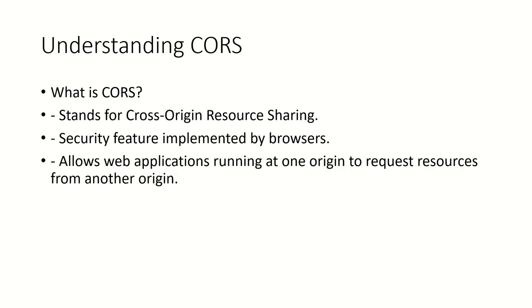CORS stands for Cross Origin Resource Sharing. This is a security feature implemented by the browsers, and it allows a web application running at one origin to request a resource from another origin. So let's say you have two applications, one is a front-end application and another is a back-end application. Your front-end application is locally running on port number, let's say, 3000, and your back-end application is running on port number, let's say, 8080. And your front-end application is using the back-end APIs running on port 8080.